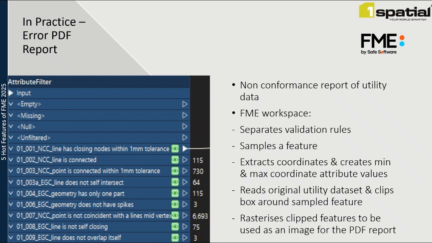So I'll take you through an example of a workspace that uses this PDF writer. This is just an error report really for some non-conforming features, for some utility data that gets passed through a bit of a conformance test. So this basically samples just one of those features from one of the rules, extracts the coordinates, uses that to turn it into a bounding box, and then that bounding box clips out the features that are around it, and then is rasterized into an image for the PDF report.